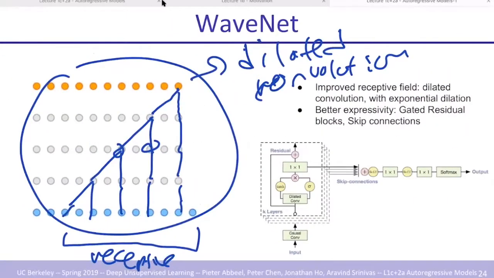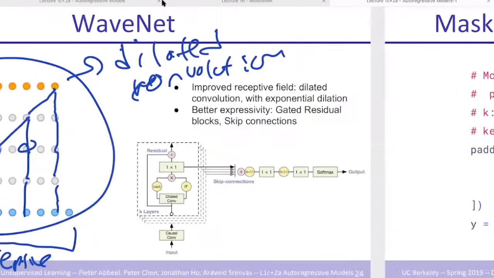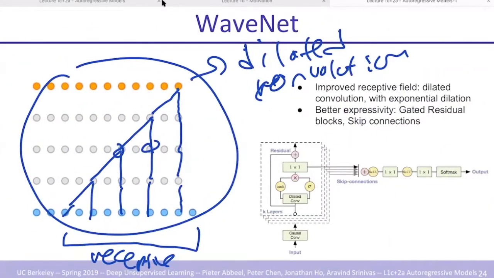What's the idea of WaveNet dilated? Of course they extend this to have the idea of masking involved to prevent you from looking in the future. So they might prevent dilations from seeing in the future.